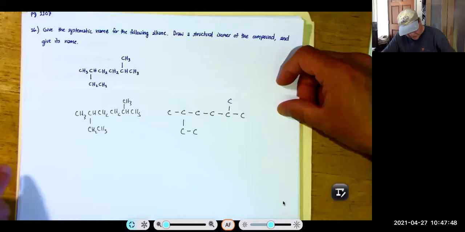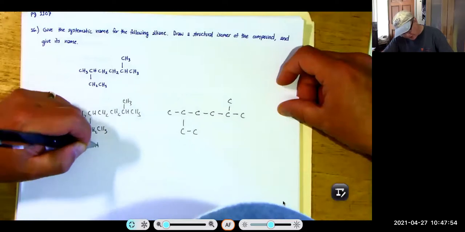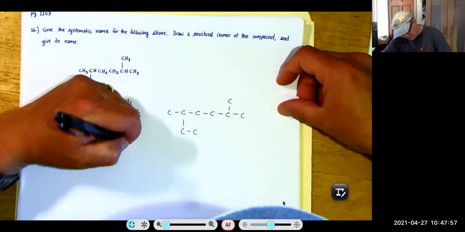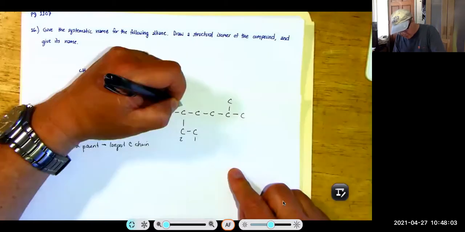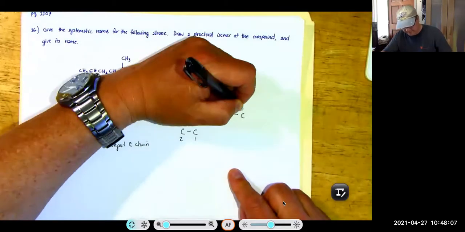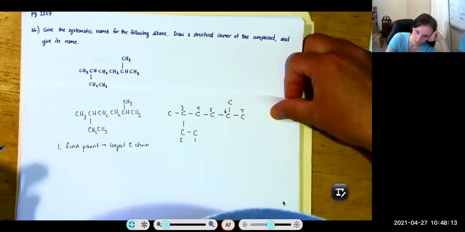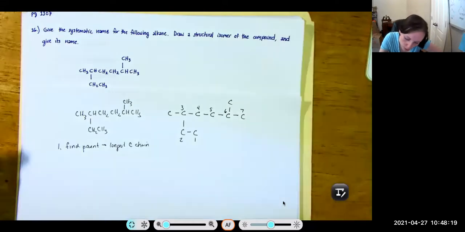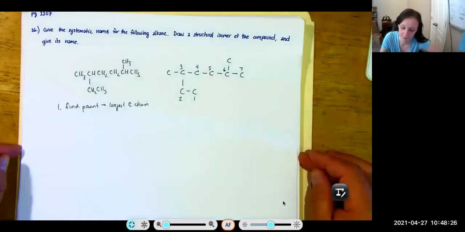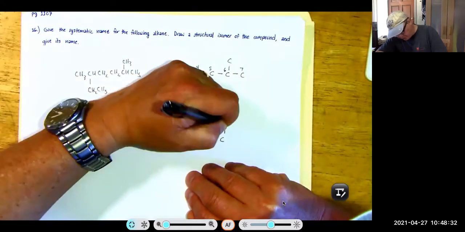Okay, so the first thing we're going to do is find the parent, which is the longest carbon chain. So hexane. So 1, 2, 3, 4, 5, 6, 7. Oh, heptane. I didn't draw mine correctly. Oh, how come? Now, let me show you something else before you get too weirded out by this.